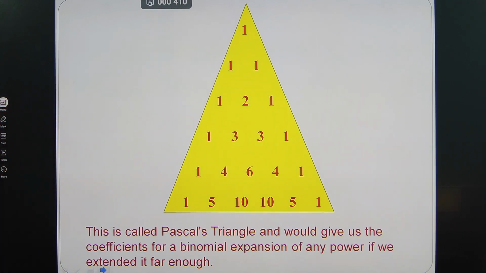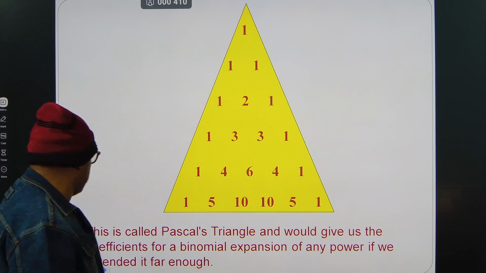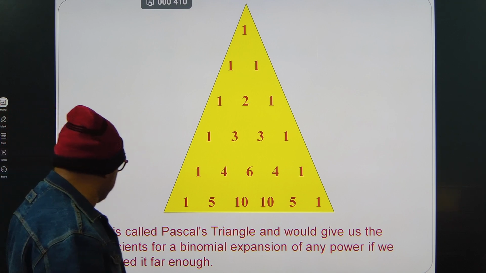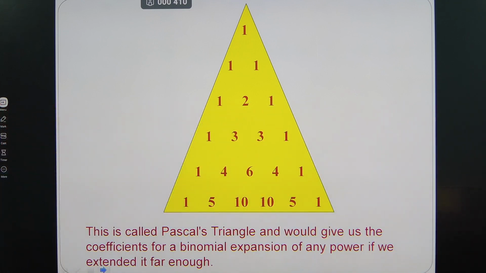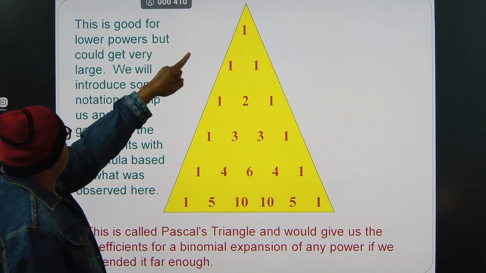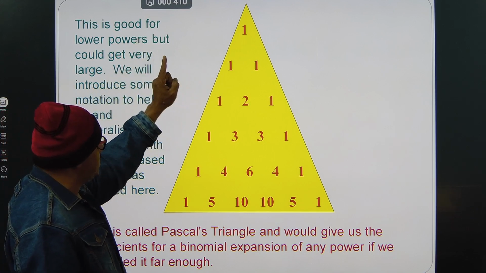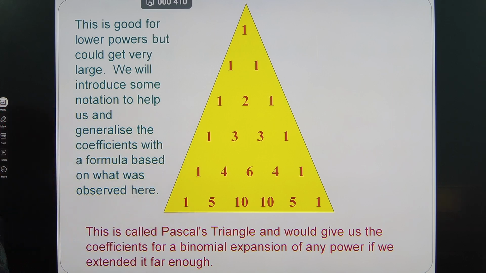This triangle is the Pascal triangle, and it would give us the coefficients for a binomial expansion of any power if we extended it far enough. This is the rule for the coefficients at the 0th index, first index, second index, third index, fourth index and fifth index.